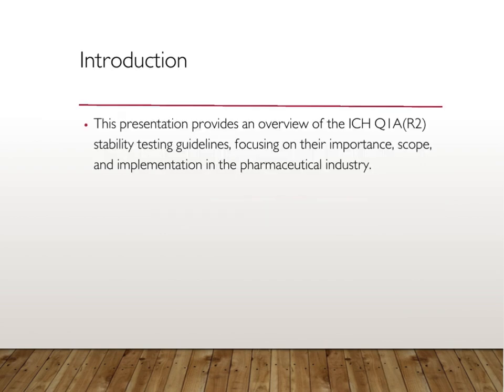Introduction. Pharmaceutical stability testing is an essential process that determines how environmental factors like temperature, humidity, and light affect a drug product over time. The results of these studies help establish the appropriate storage conditions and shelf life of the product. In this presentation, we will discuss the objectives of stability testing, the key regulatory requirements under the ICH Q1A(R2) guidelines, and how companies can ensure compliance while maintaining product integrity.